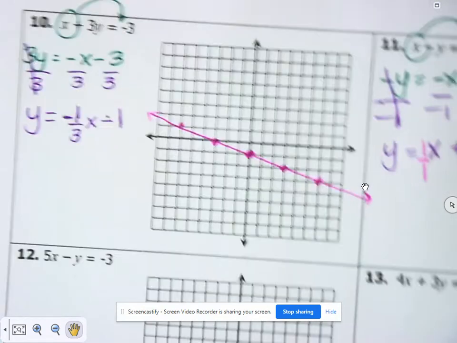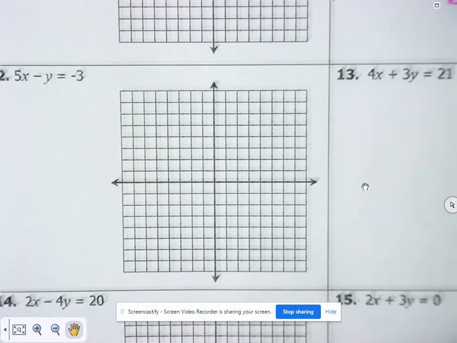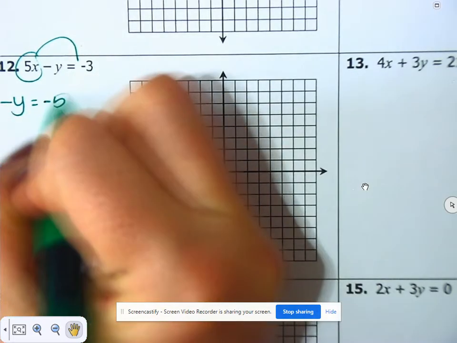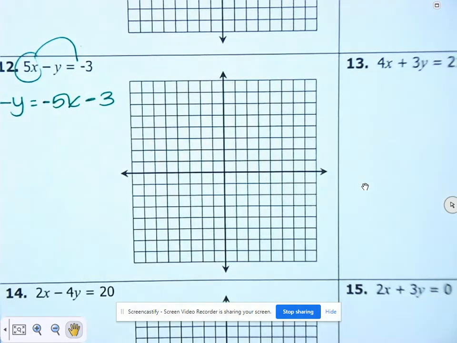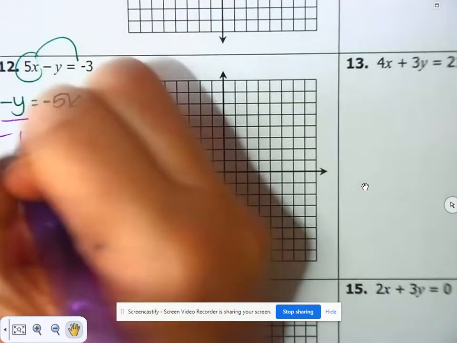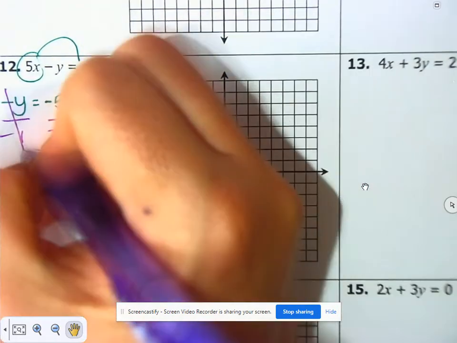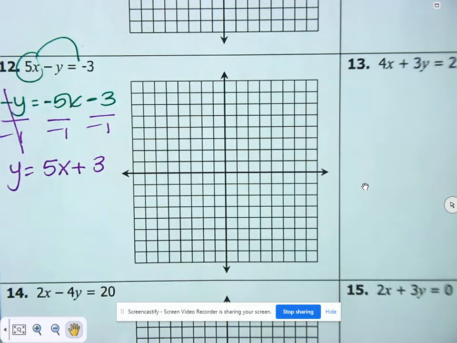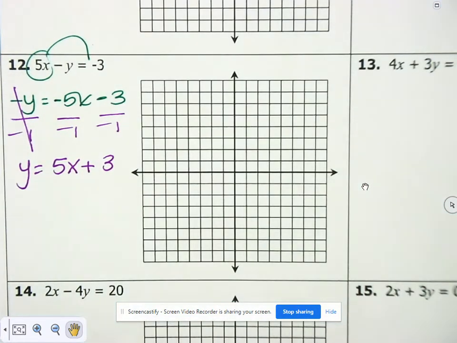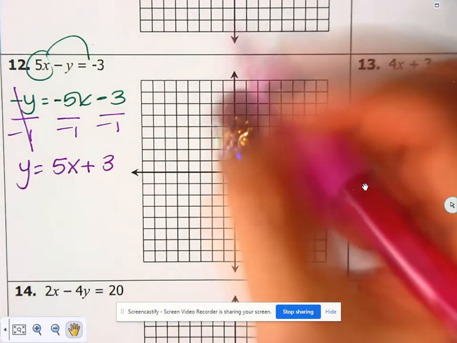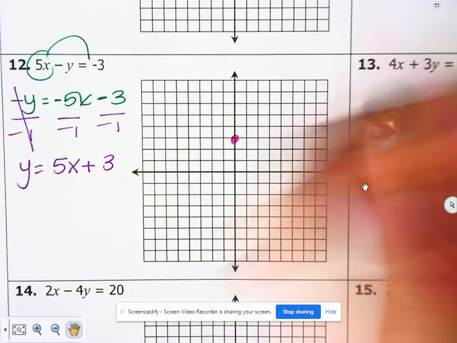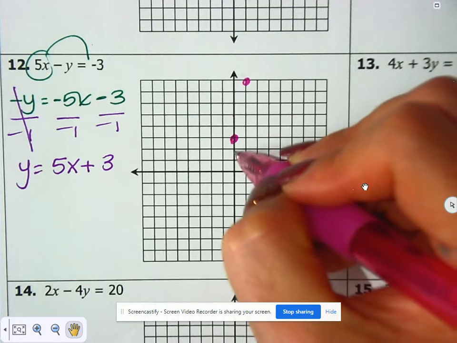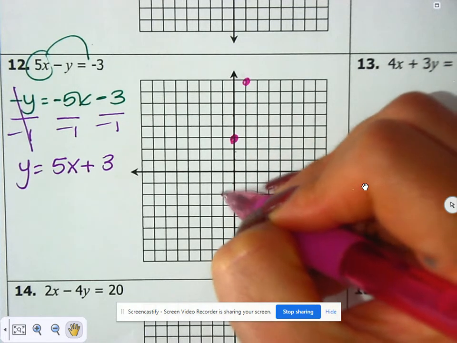Okay. Number 12. All right, move that 5x, and when we move it, it's going to become negative. And then again, you're going to divide everything by -1. Okay, so then our y-intercept here is 3. And then we're going to go up 5 and over 1, or down 5 and left 1.